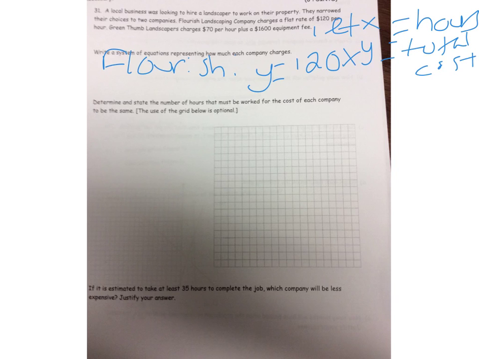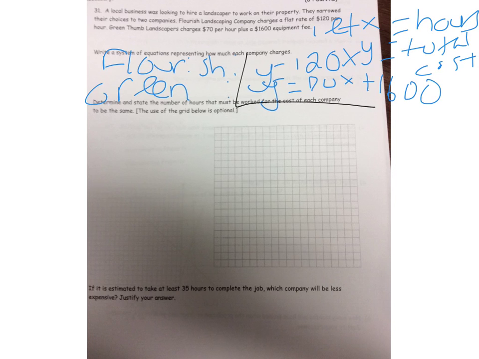So 120 times x. And then Green Thumb, their total cost is only $70 an hour, 70x, but they charge $1,600 equipment fee. So there's your two equations for your system right here. And it wants you to determine and state the number of hours that must be worked for the cost of each company to be the same.